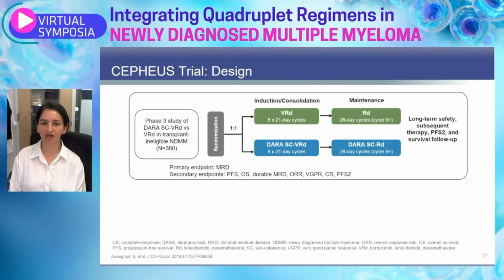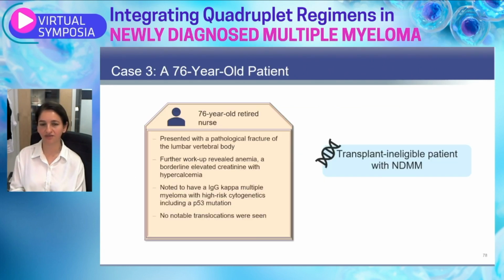There's an ongoing trial. This is called the Cepheus trial, very similar to the IMROS trial. This is VRD, but instead of using isatuximab, it's going to be daratumumab, and hopefully we will see data on this trial later on this year at a meeting, either at the International Myeloma Society or at ASH later on this year.